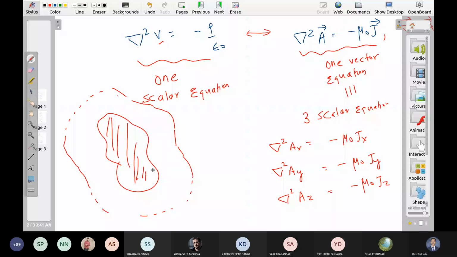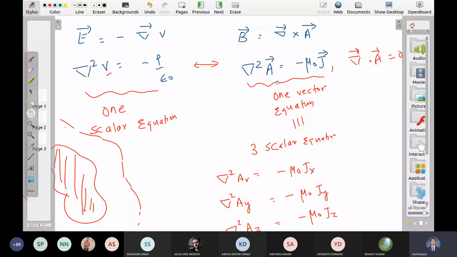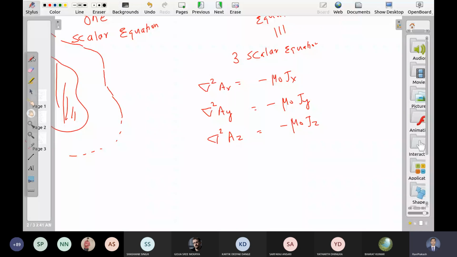You can see vector A follows the direction of current. Means, let us say this is the wire. Then the magnetic vector potential will also have the same direction. Vector potential also follows the profile of the current. If the current is going up, the vector field will also go up. So in that sense, it has much relevance with the potentials.